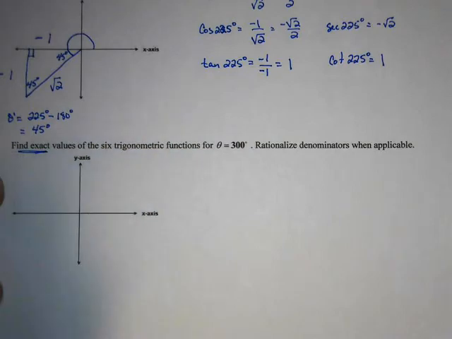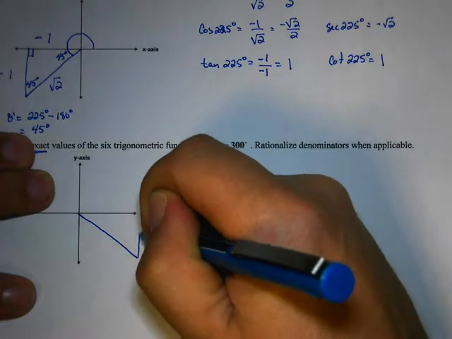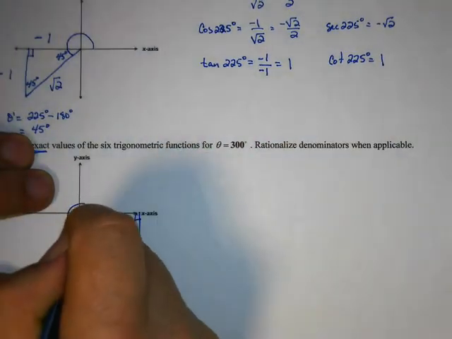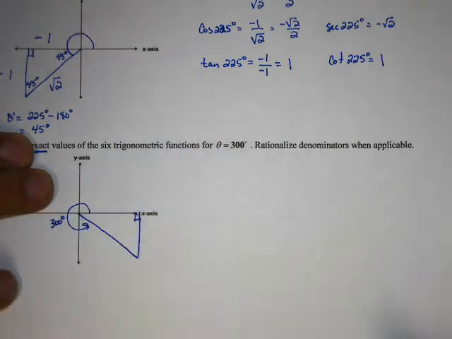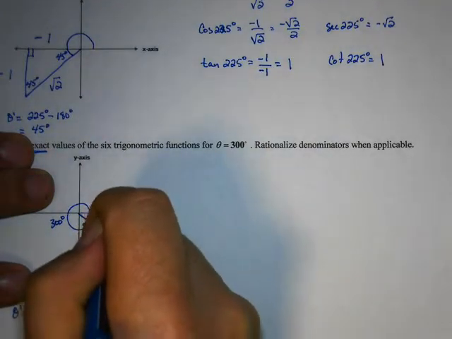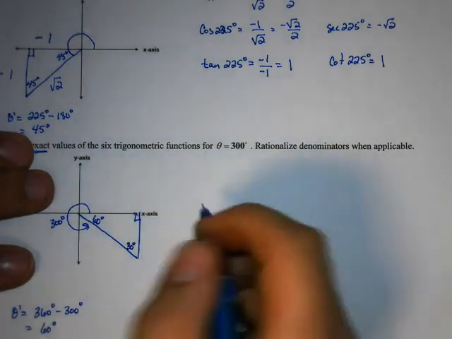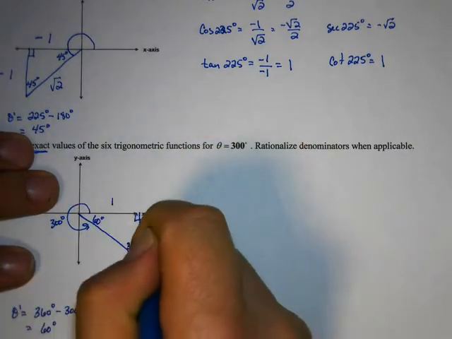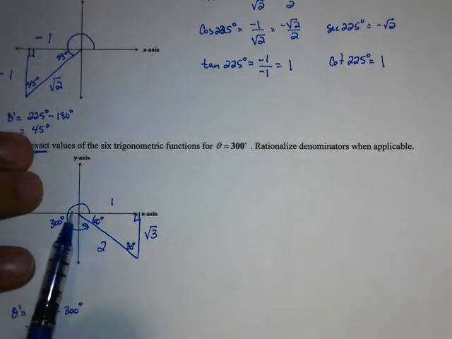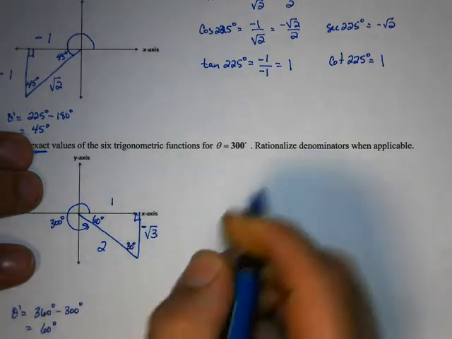Find the exact values of 300 degrees. So that's in the fourth quadrant. So if this is 300 degrees, then theta prime is going to equal 360 degrees minus 300, which equals 60 degrees. So this reference angle is 60 degrees, which makes it a 30-60-90. Opposite 30 is 1, opposite 60 is square root of 3, and the hypotenuse is 2. But the next thing is that sign. As we go to the right, it's positive. As we go down, it's negative.